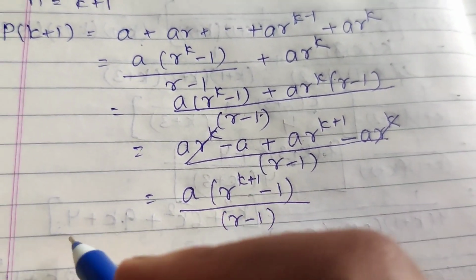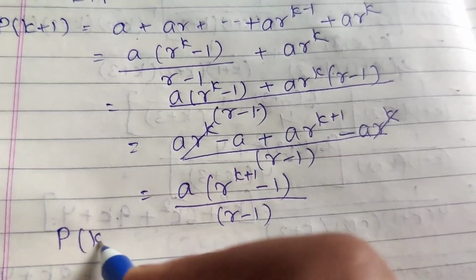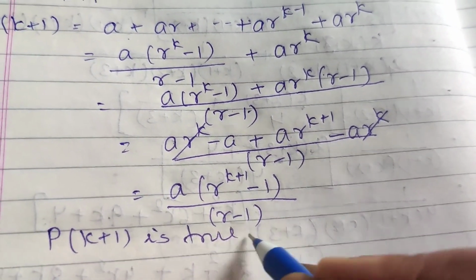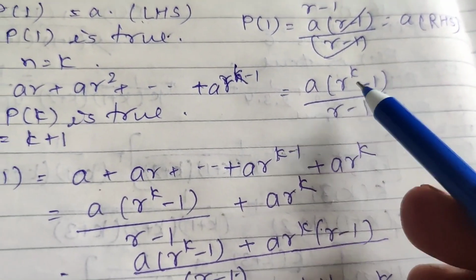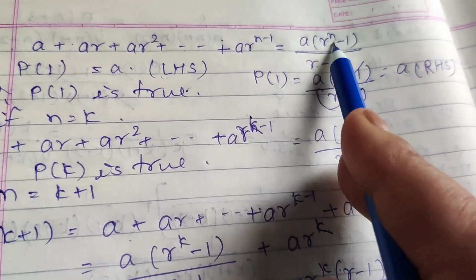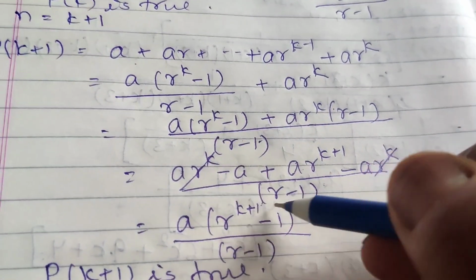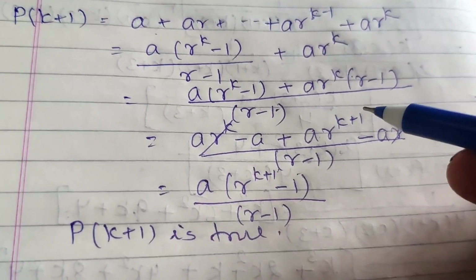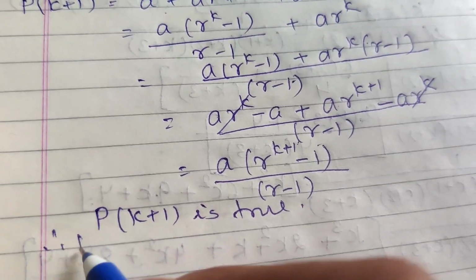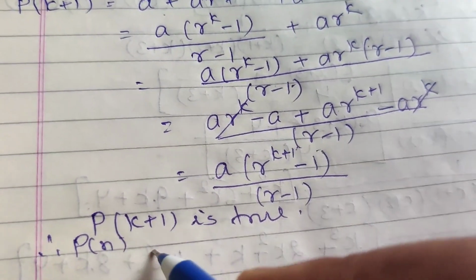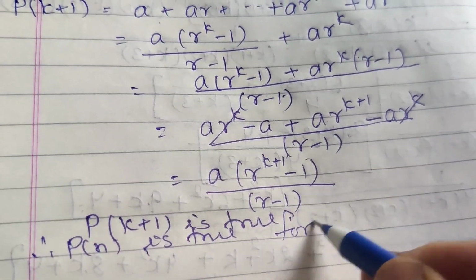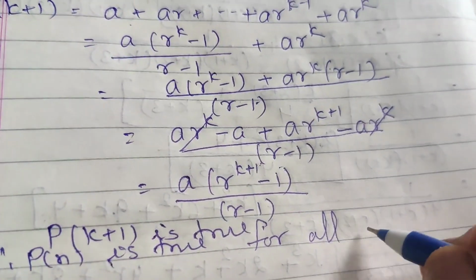It means this series for k plus 1 terms is true, because the sum of the series for n terms is a(r^n - 1)/(r - 1). Here just n equal to k plus 1. P(k+1) is true if Pk is true. Therefore Pn is true for all natural numbers n.